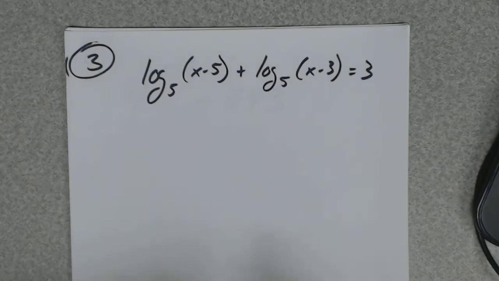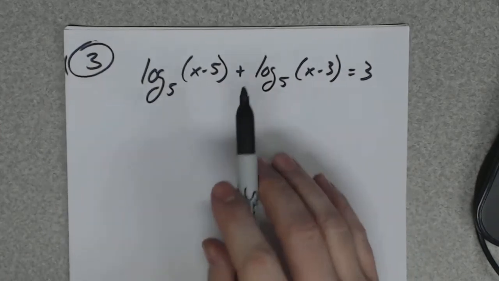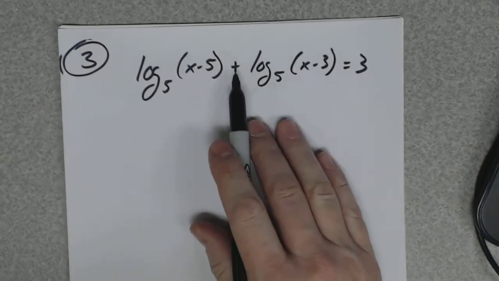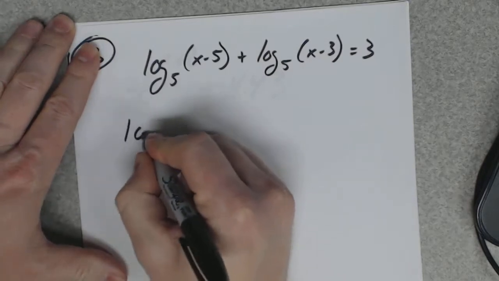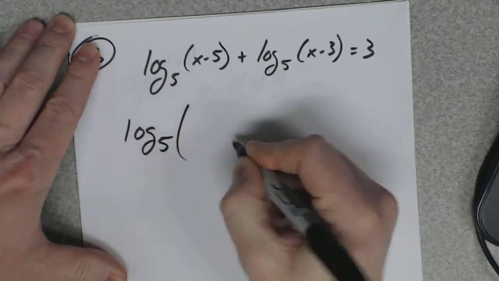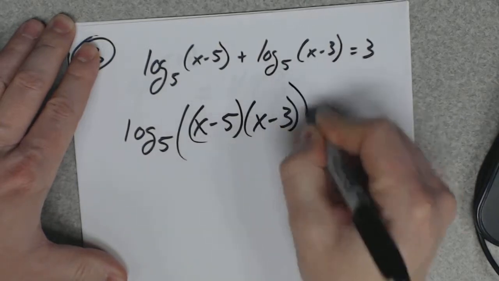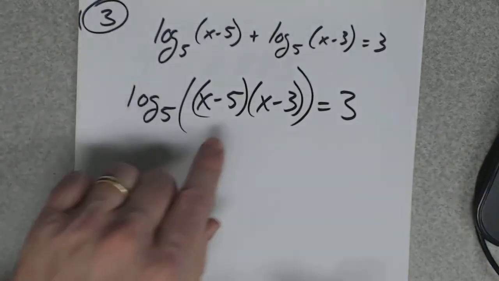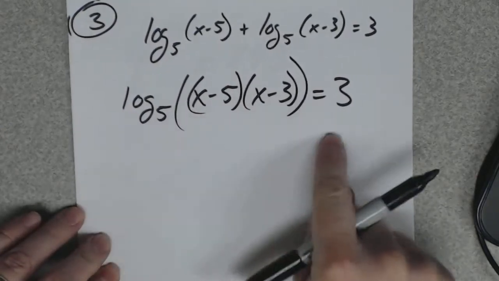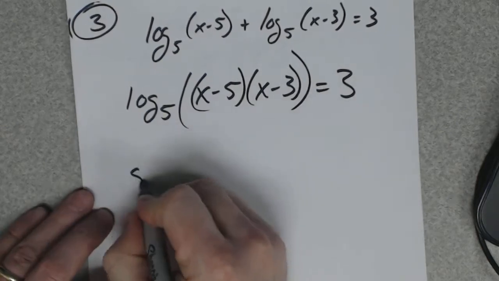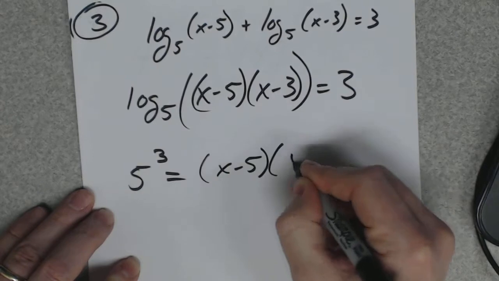Okay. So now I see this guy. But in the previous section, I figured out that if there was a plus in between here, you can put that together with multiplication. So you're able to rewrite this as log base 5 of x minus 5 times x minus 3 equals 3. Right? We can put those together with multiplication. Well, we can rewrite this without the logarithm. 5 to the third power equals x minus 5 times x minus 3.